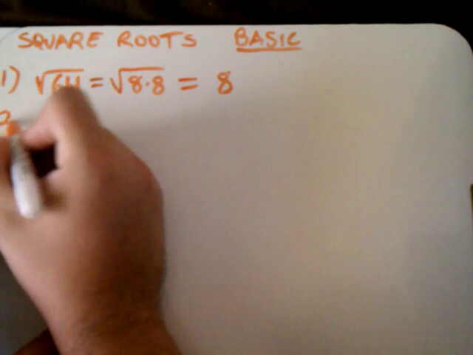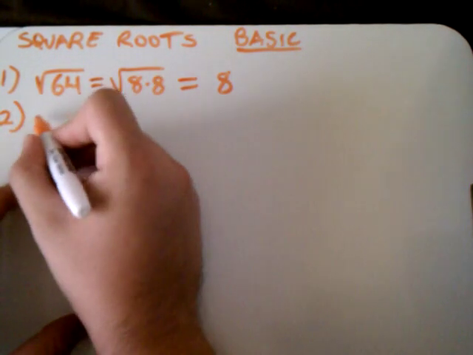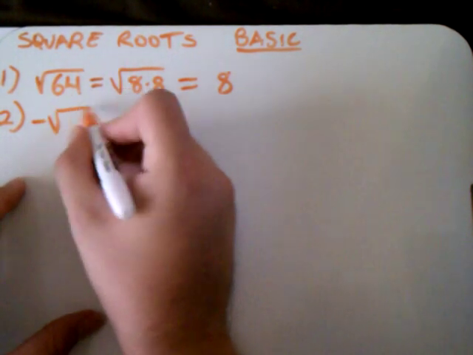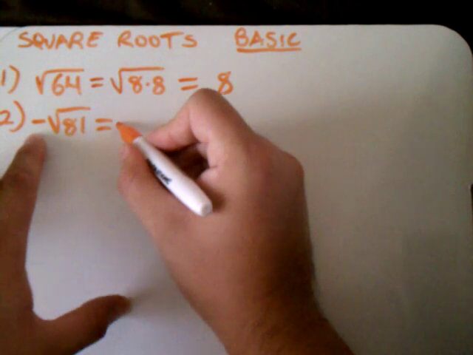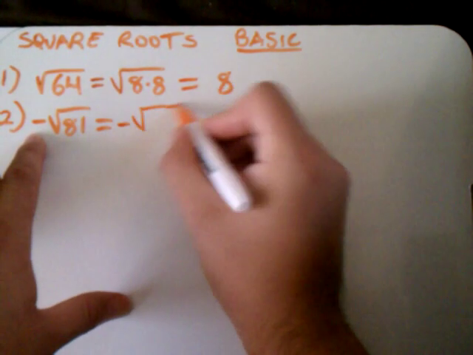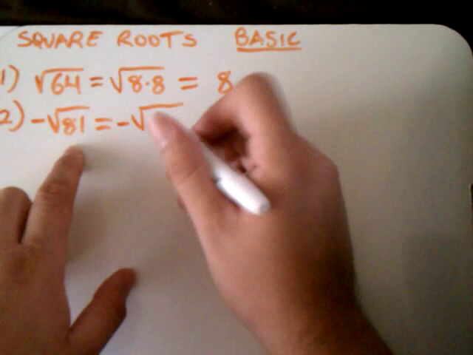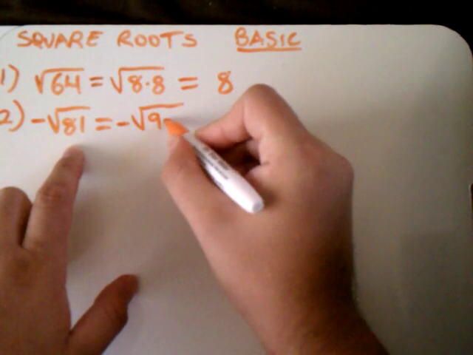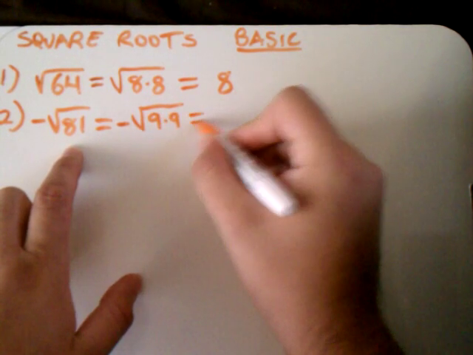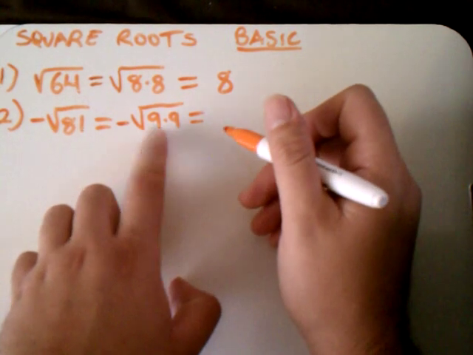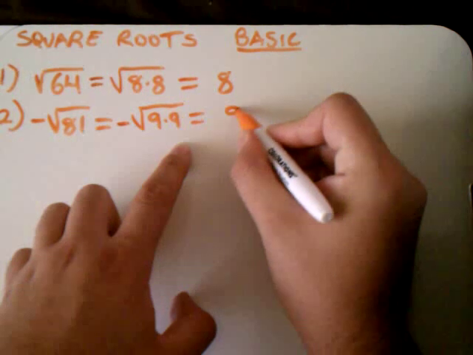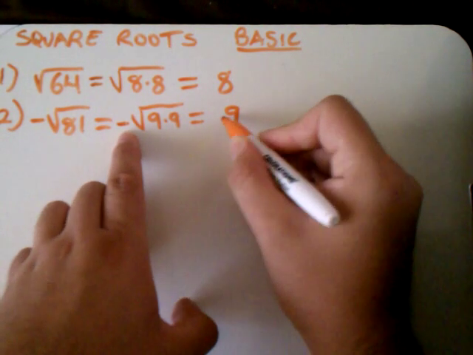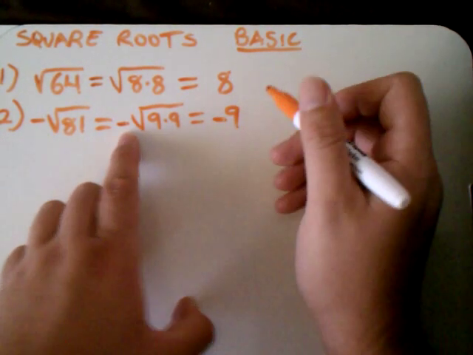Let's do number 2. I have the negative square root of 81, which is equal to, remember to keep the negative sign, 81 is the same thing as 9 times 9. And again, if you have two pairs or two partners inside the house, one goes out. In this case, you have a negative outside, so give it to the number, okay?